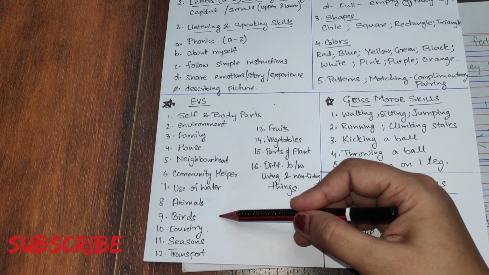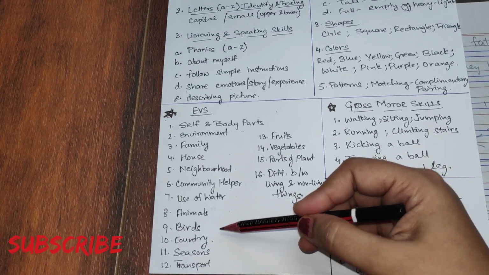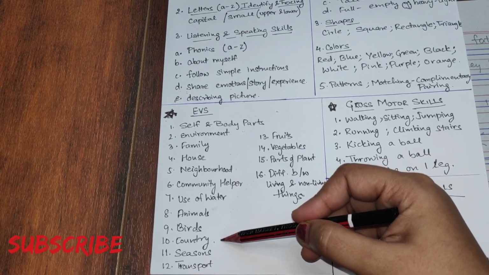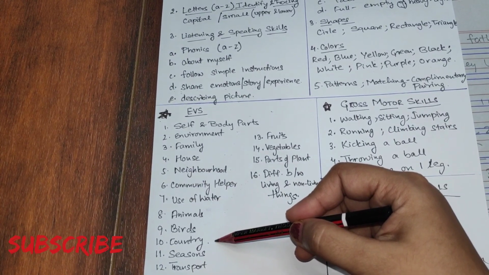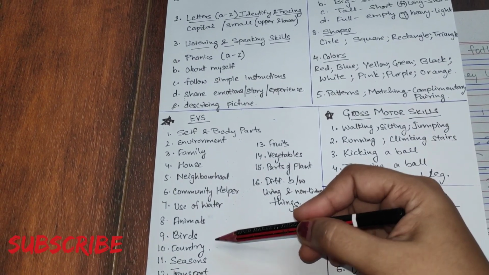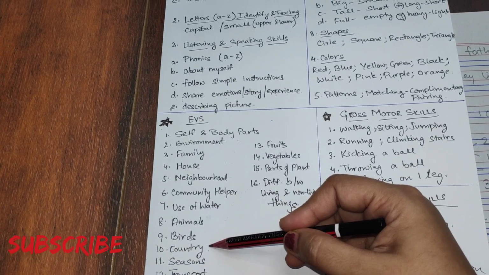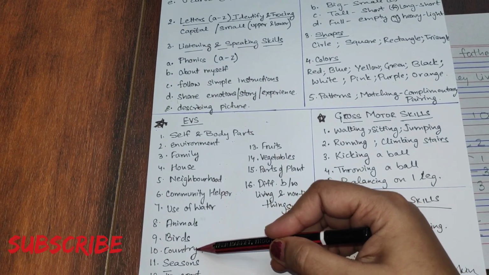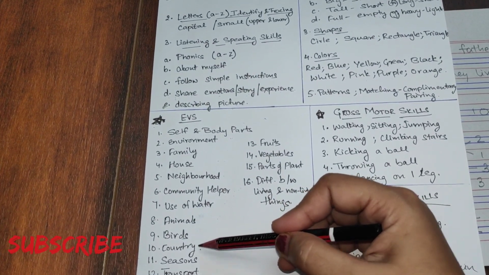Birds, the names of a few birds. Country, about our country. What is our country's name? Where are we living? What is our state's name? Who is our Prime Minister? All these give them an idea about our country, India.